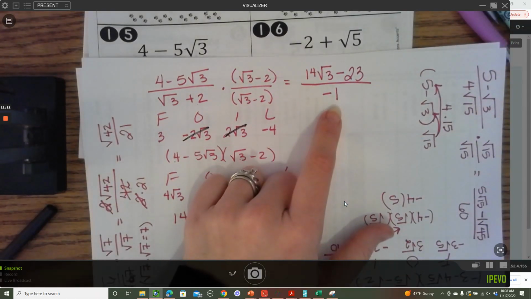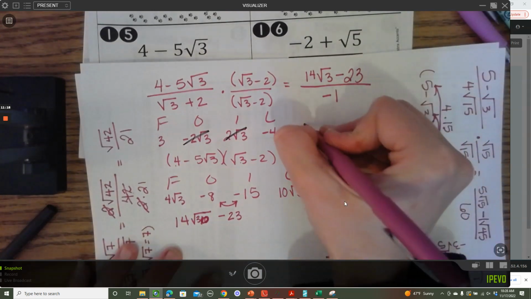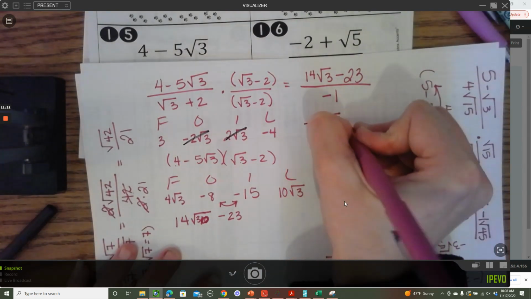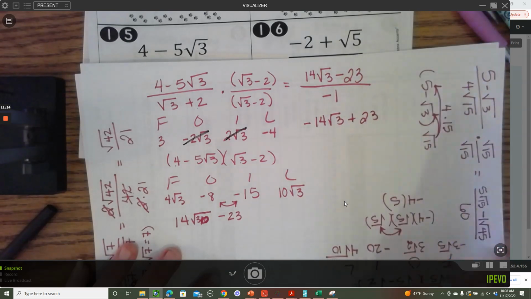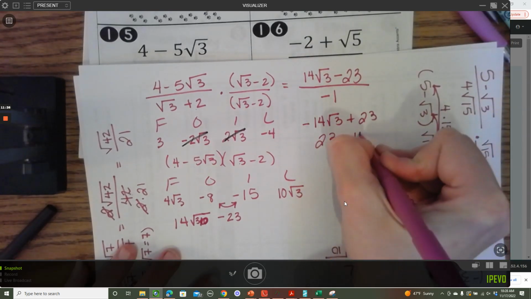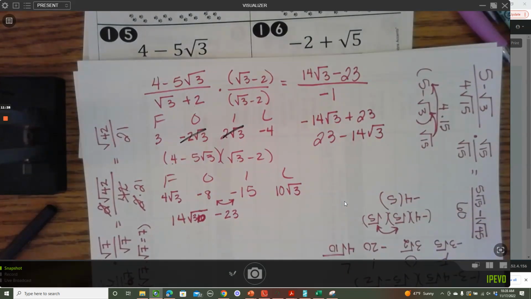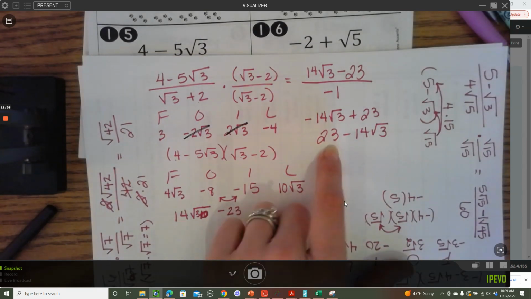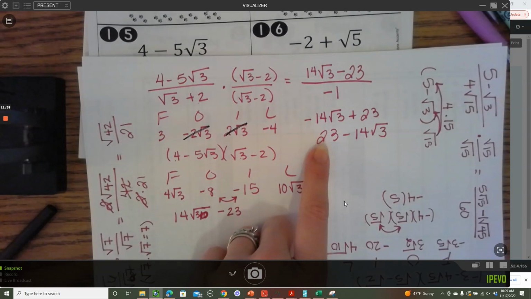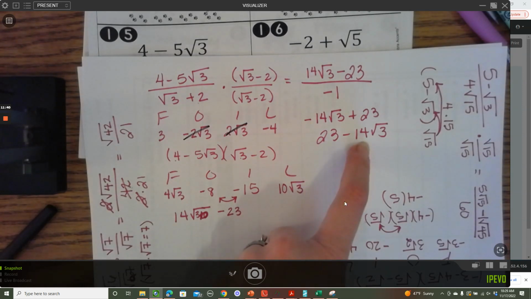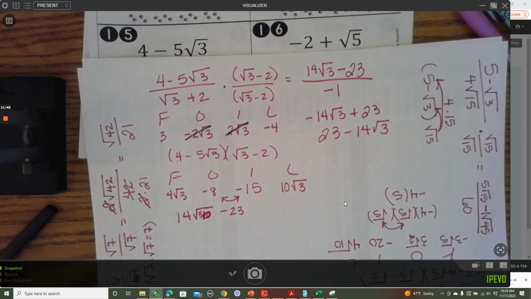Now, do we ever write a fraction over 1? No. You just flip the signs. Negative 14 square root of 3 plus 23. This could also be written, again, depending on how the order is wanted. I had a professor that wanted it this way because proper is to put your whole or your natural number first and then the irrational numbers at the end. But you don't care which way we do it. I don't care, because this is a matching.